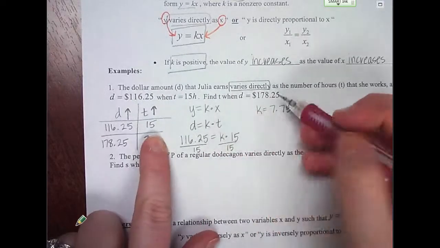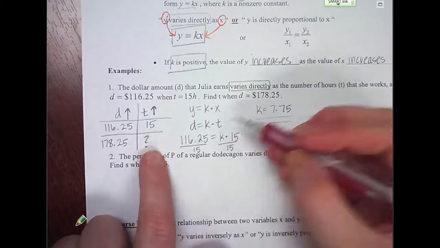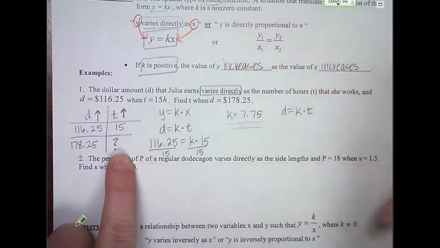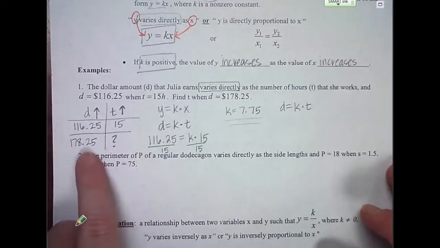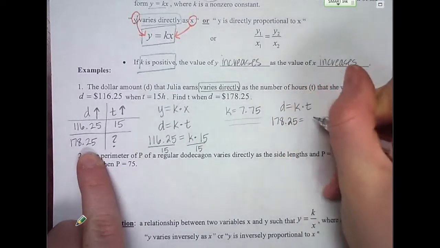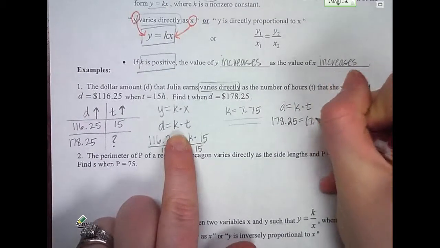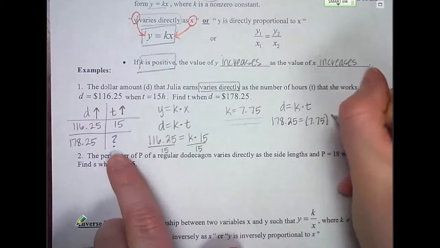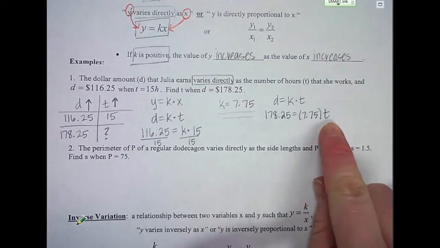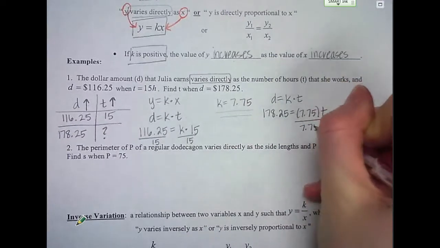Now this is kind of a two-step process. I want to take the k that I found in this same equation and find t. So again, I'm going to write the equation we're using, d equals k times t. Now I know the dollar amount is $178.25 equals, and this time I know k is 7.75, and I want to find what t is. I'm going to leave t as just t, and we want to find out what t equals. So to find t, I'm going to divide by 7.75.